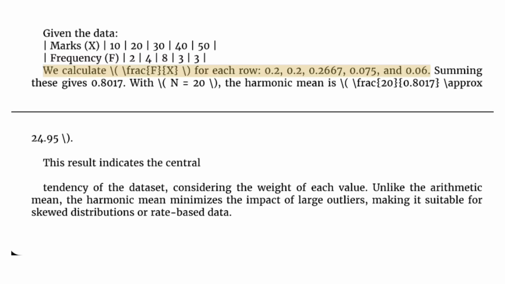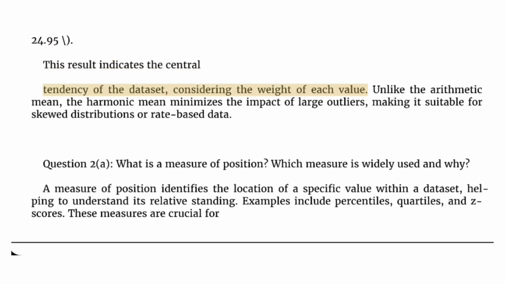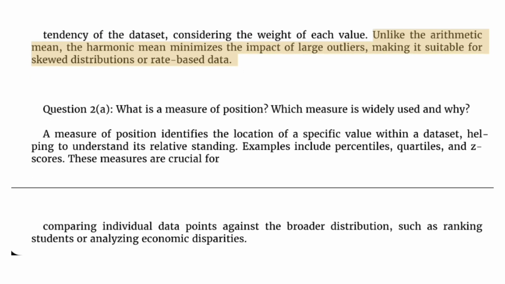We calculate f/x for each row: 0.2, 0.2, 0.2667, 0.075, and 0.06. Summing these gives 0.8017. With n equals 20, the harmonic mean is 20 / 0.8017, approximately 24.95. This result indicates the central tendency of the dataset, considering the weight of each value. Unlike the arithmetic mean, the harmonic mean minimizes the impact of large outliers, making it suitable for skewed distributions or rate-based data.